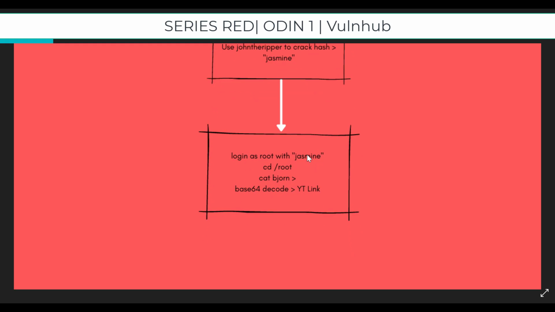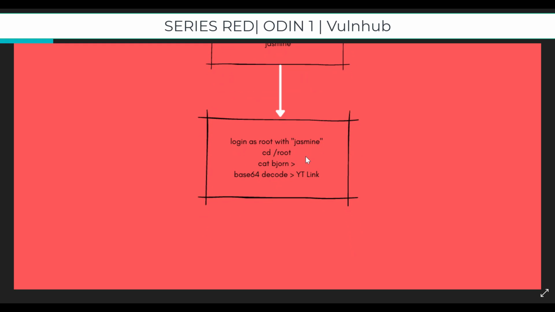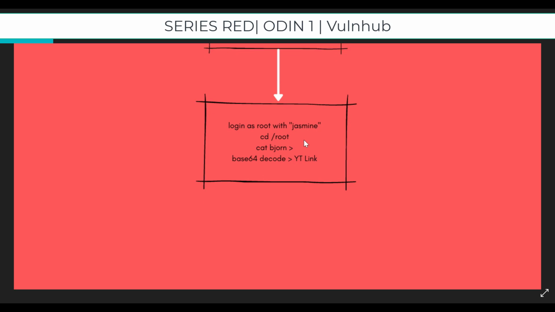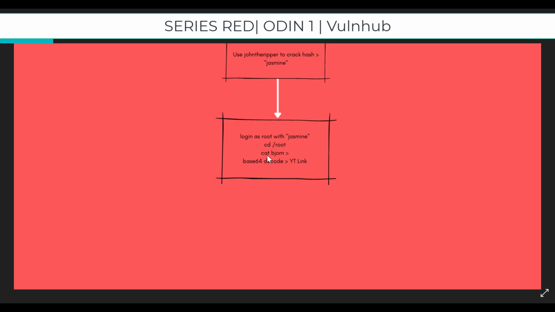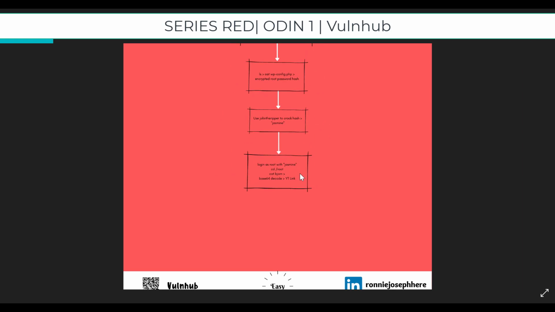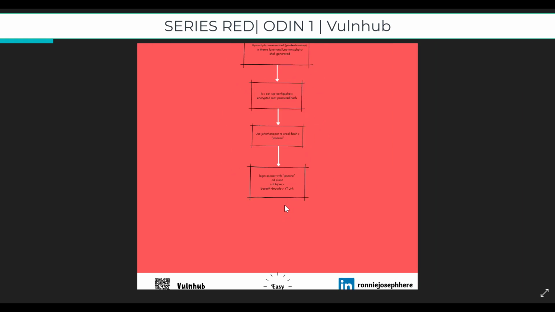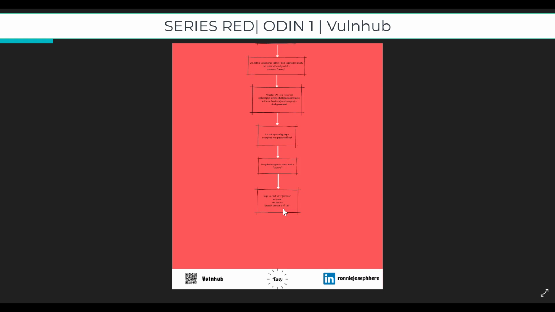Since we now have the root password, we'll just log in as root with the Jasmine password. If you go to the root directory and open this file known as bjohn, there will be a base64 message. You just need to decode it and you will get a YouTube link. That is the final end of this particular box.